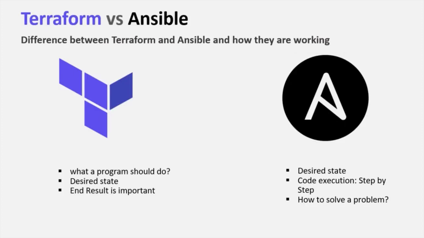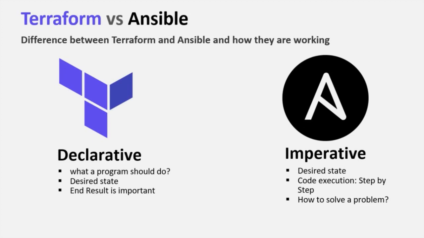Between Terraform and Ansible, there are some differences. The main difference is the way they work and how they execute the code. Terraform uses a declarative format and Ansible uses an imperative format. What does declarative mean? In declarative programming, a programmer or administrator specifies what a program should do rather than how it should do it. The focus is on the problem being solved rather than the specific steps needed to solve the problem. This allows the programmer to specify the desired outcome, and Terraform will determine the necessary steps to achieve the outcome.